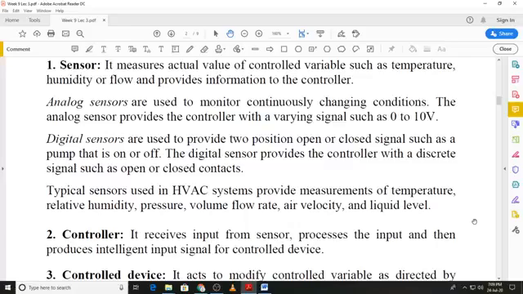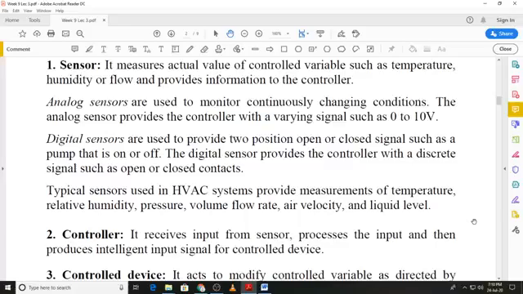The sensor, as I said, will measure the controlled variable, which could be temperature, or it may be humidity, or the flow rate. So we can have two types of sensors: analog sensors, which produce a continuously changing signal according to the variable which is continuously changing, or you can have digital sensors, which provide signals which are discrete, that is on, off, or 0, 1. So those are digital sensors.